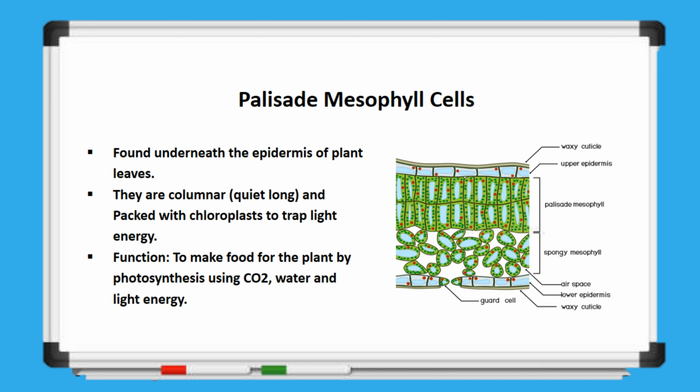Palisade mesophyll cells are specialized, elongated cells located just beneath the epidermis of plant leaves. Packed tightly with chloroplasts, they are designed to maximize light absorption for photosynthesis. Their main function is to convert sunlight, carbon dioxide, and water into glucose, providing the plant with food. The cell structure, with its column shape and high chloroplast content, optimizes the efficiency of this process, making palisade mesophyll cells vital for plant growth and survival.